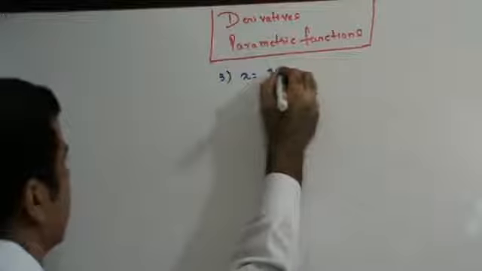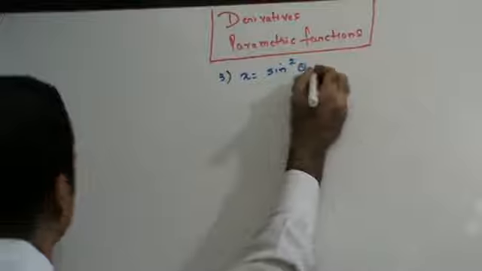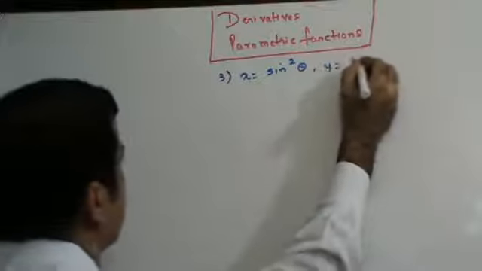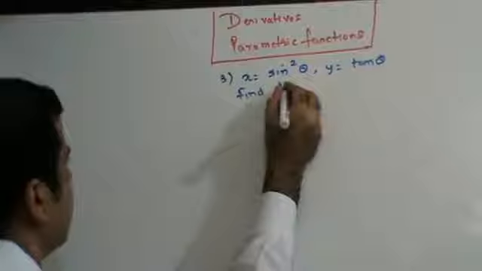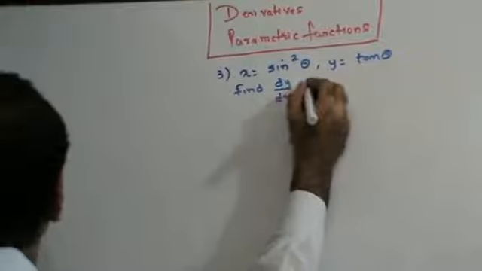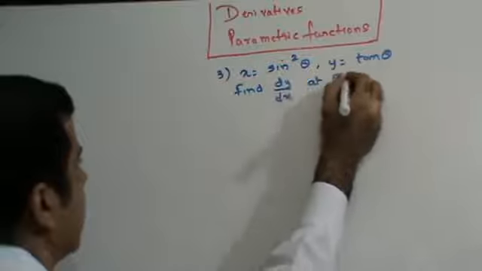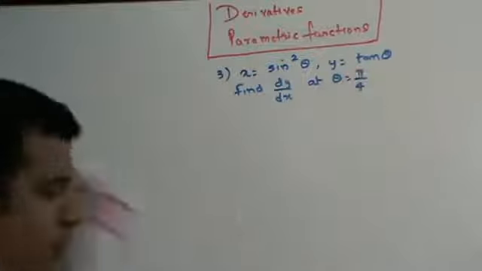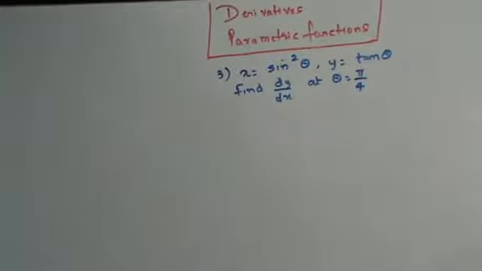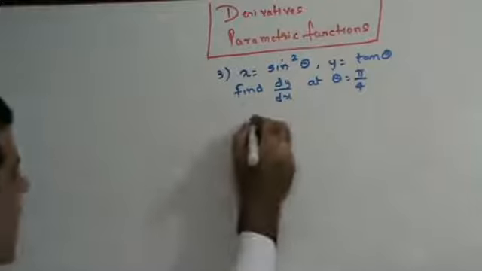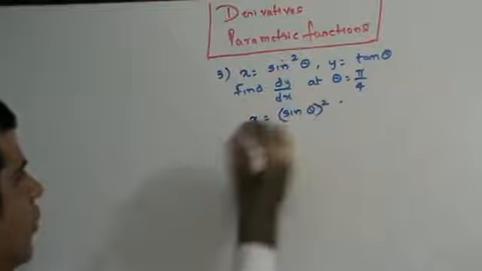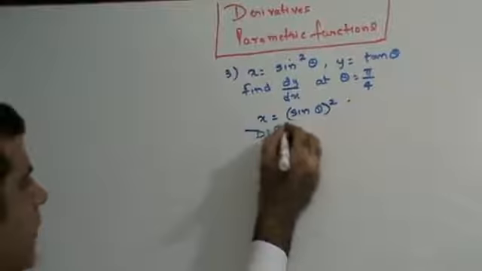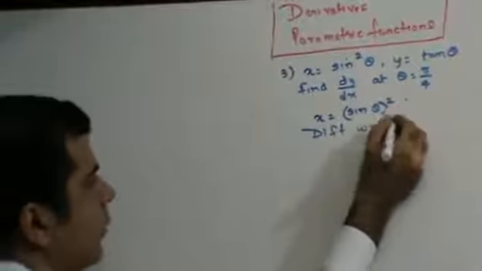x is equal to sin square theta, y is equal to tan theta. You have to find dy by dx at theta is equal to pi by 4. Let's see the sum. x is equal to sin square theta can be written as sin theta the whole square. Differentiate with respect to theta.